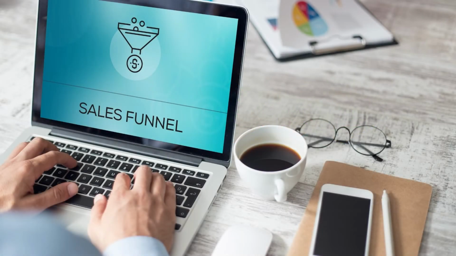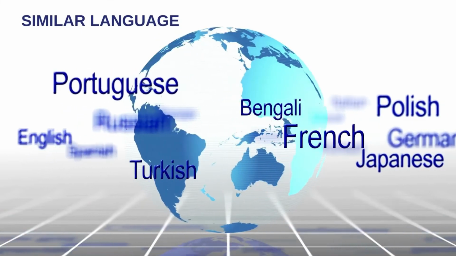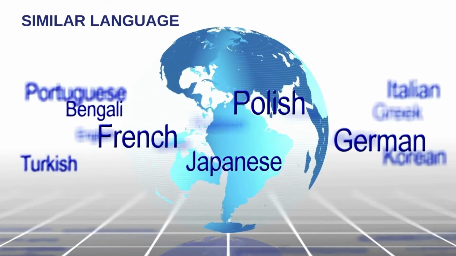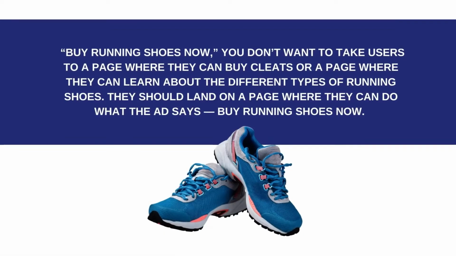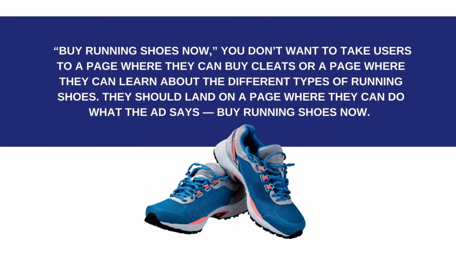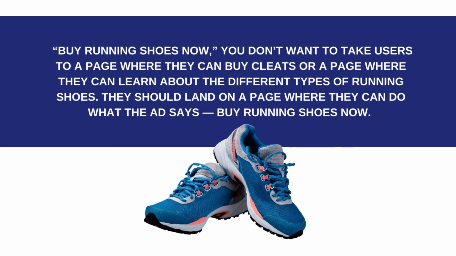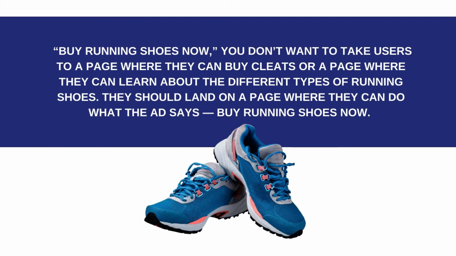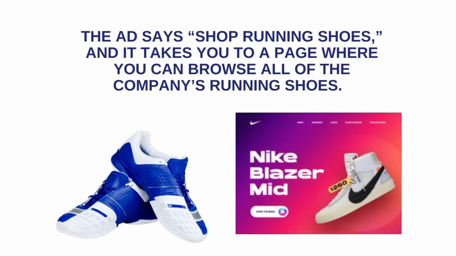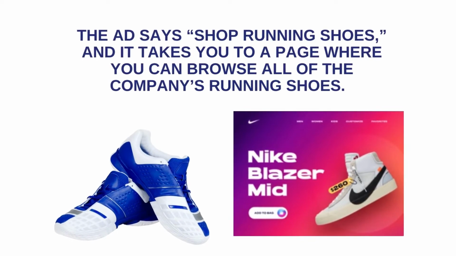You want to use similar language in your ad and on your landing page, so it's clear that the two are connected. So, for example, if your ad says, "Buy running shoes now," you don't want to take users to a page where they can buy cleats or a page where they can learn about the different types of running shoes. They should land on a page where they can do what the ad says: buy running shoes now. Here's an example of a Google search ad from Nike and the corresponding landing page. The ad says, "Shop running shoes," and it takes you to a page where you can browse all of the company's running shoes.